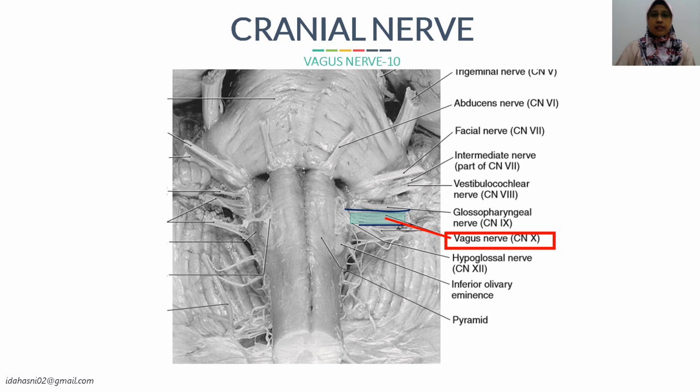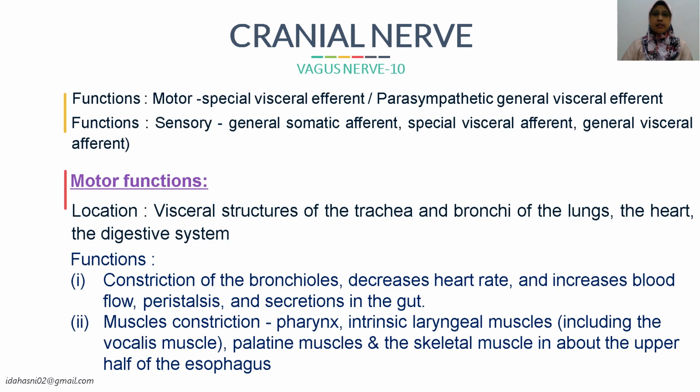Next is the vagus nerve. This is cranial nerve number 10. This nerve is located at the intermediate position between the midline and lateral aspect of the medulla. It exits the post-olivary sulcus. The vagus nerve contains both motor and sensory components. The cranial nerve exits the cranial cavity via the jugular foramen and forms two branches at the foramen.